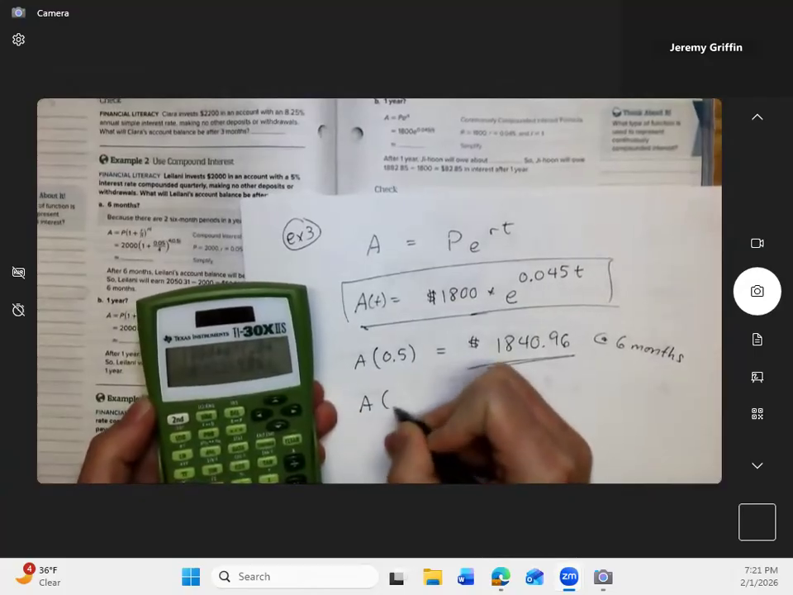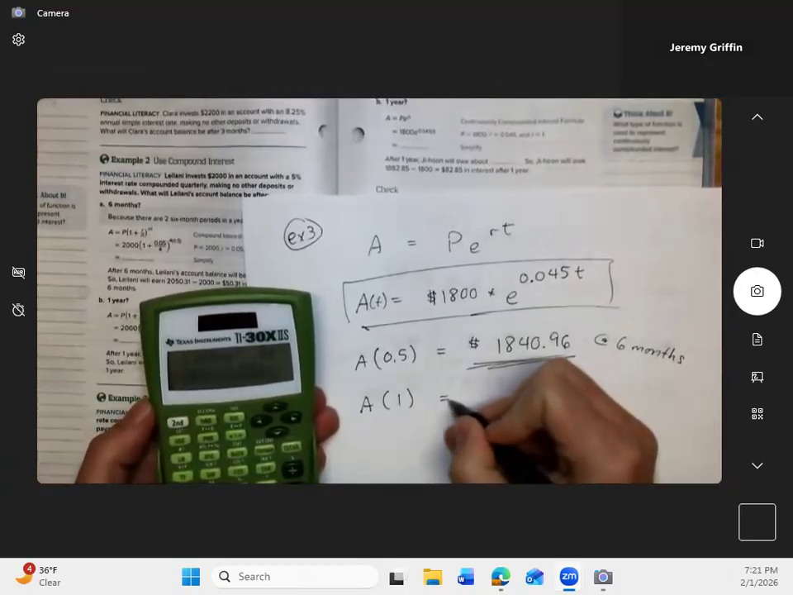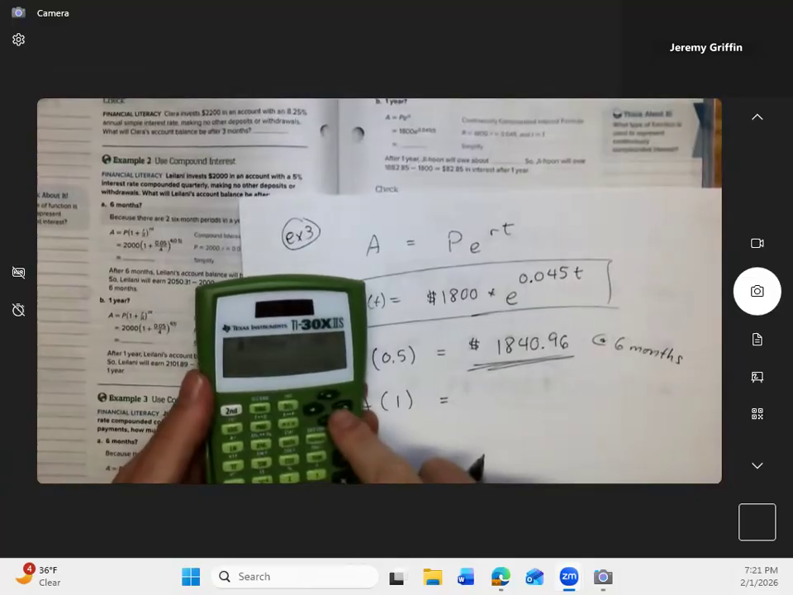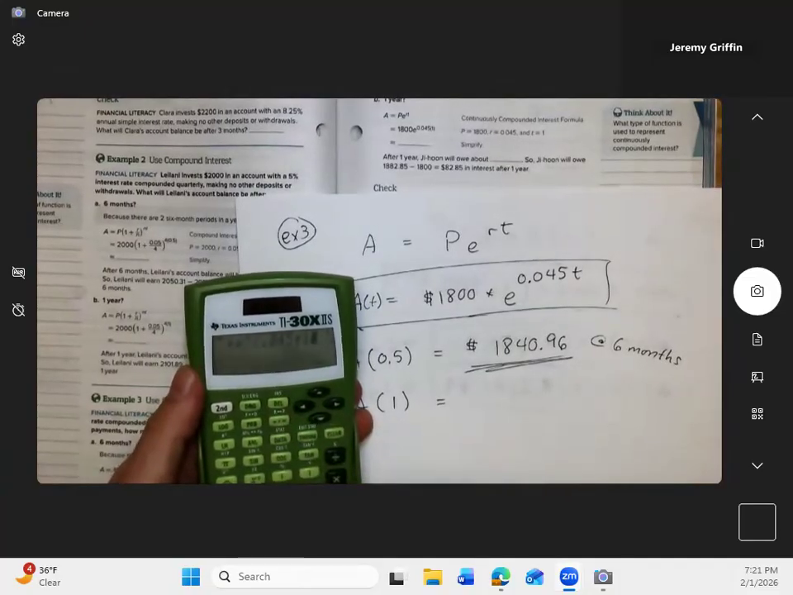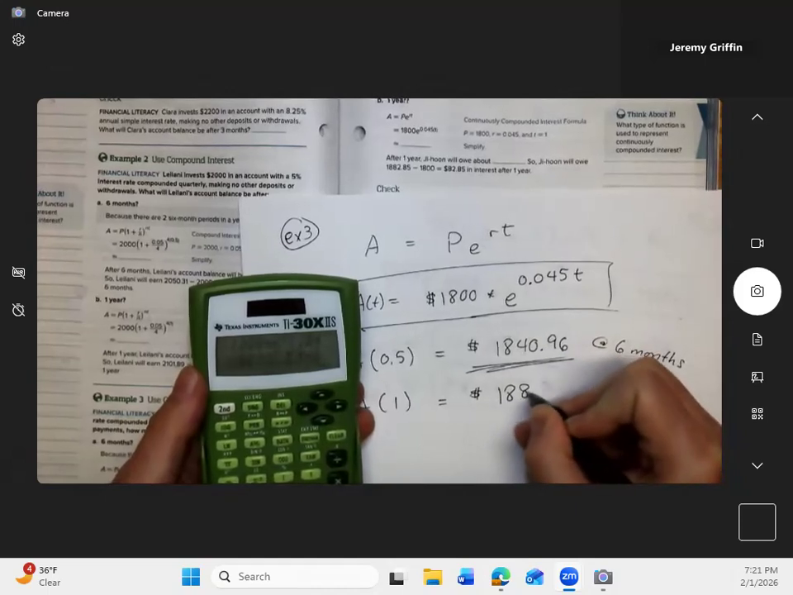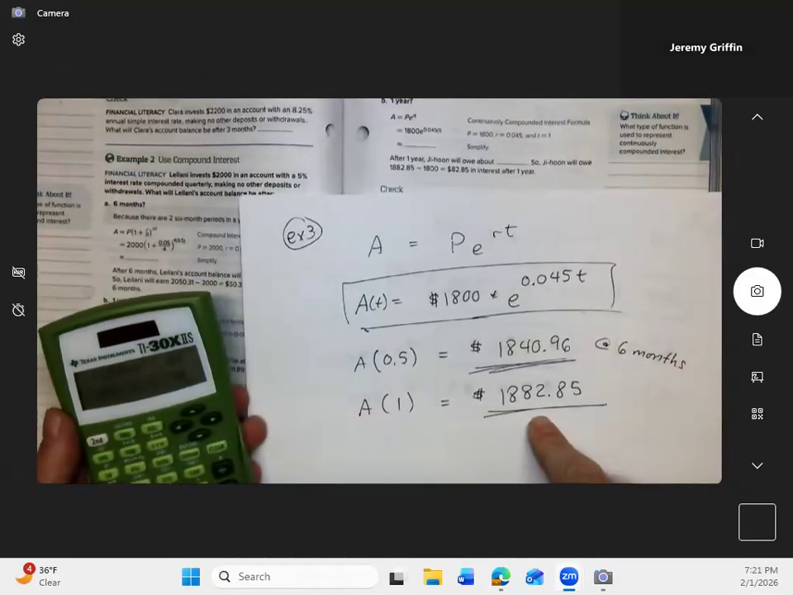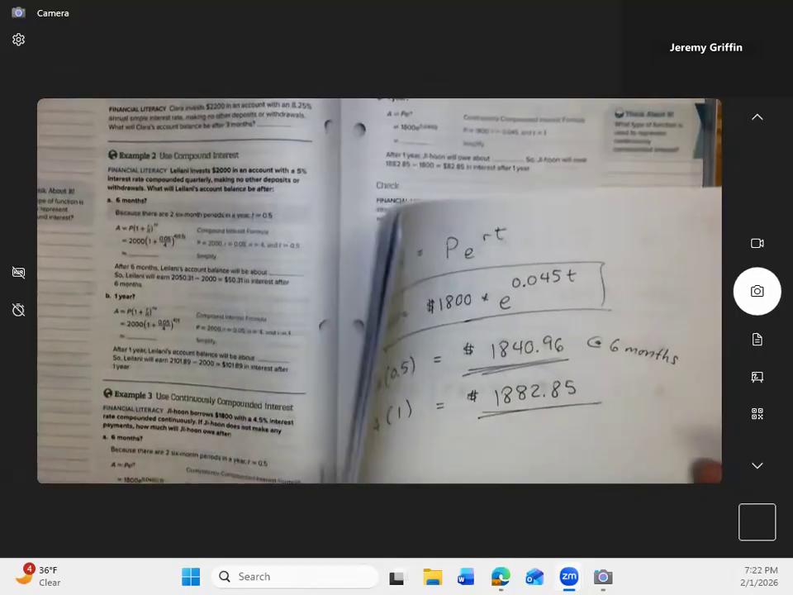Then after 1 year, suppose he decides not to pay anything back yet. He's going to check at the end of the year and see how much he owes. Where the 0.5 years was, I'm just going to put 1 year. I'm looking at $1,882.85. All right, there you go. Good.